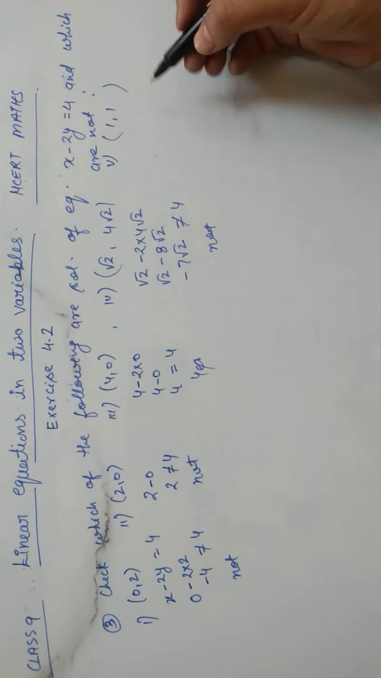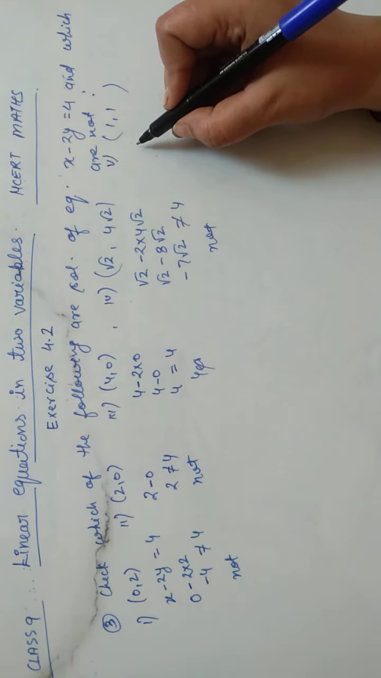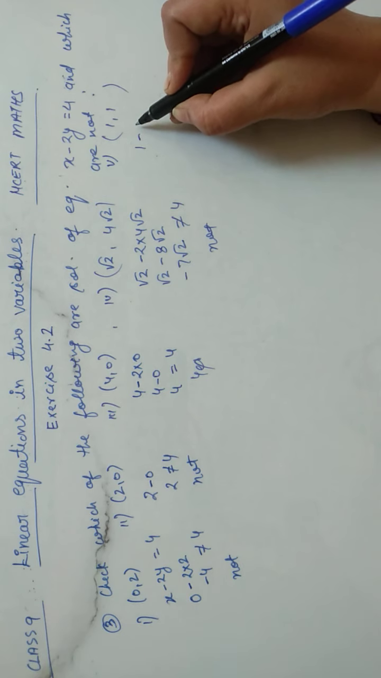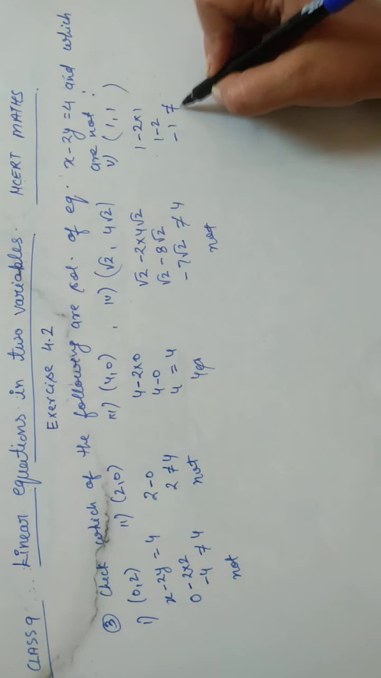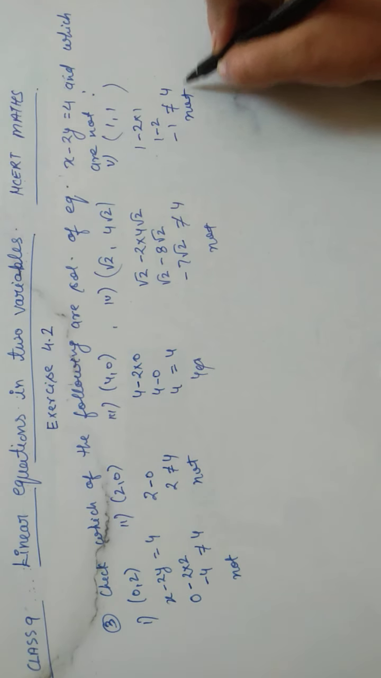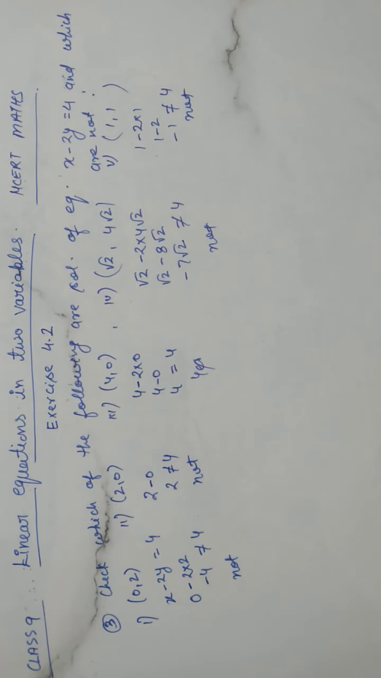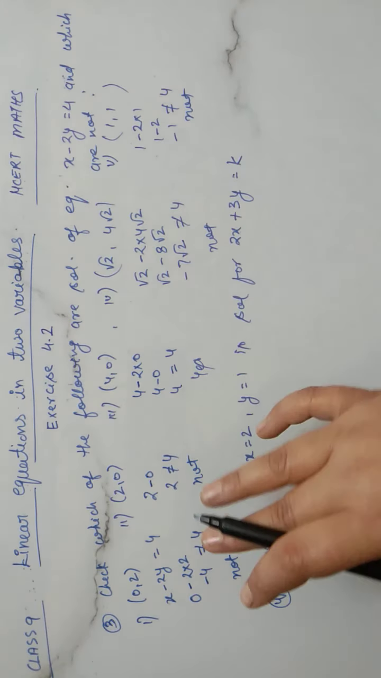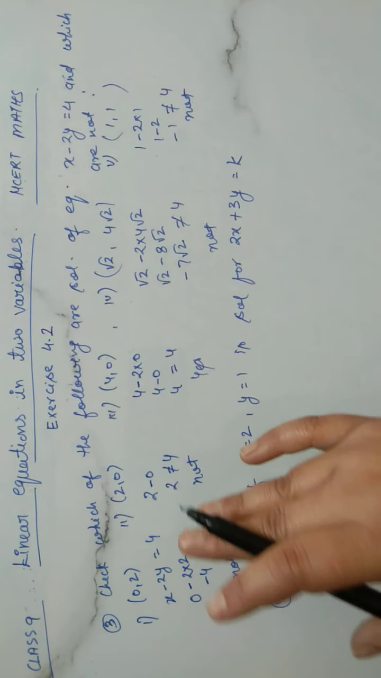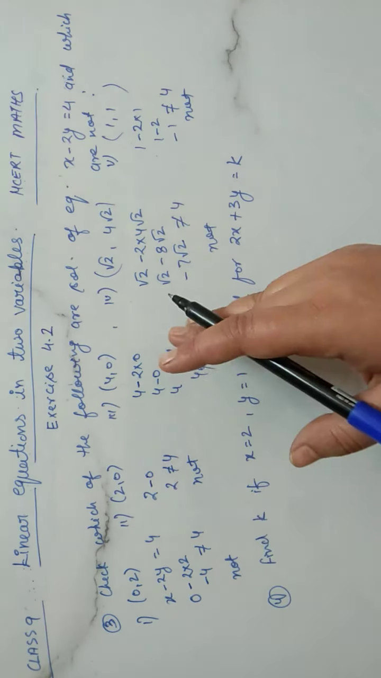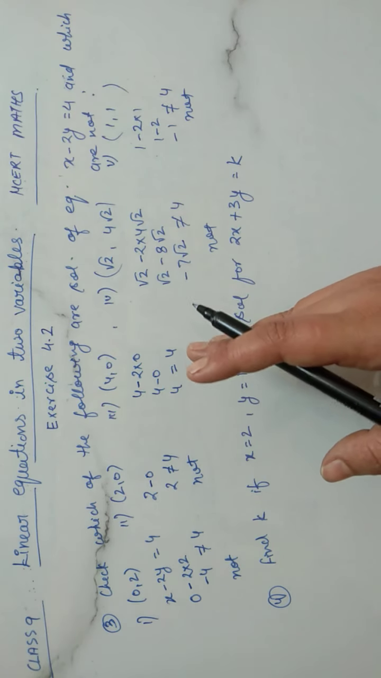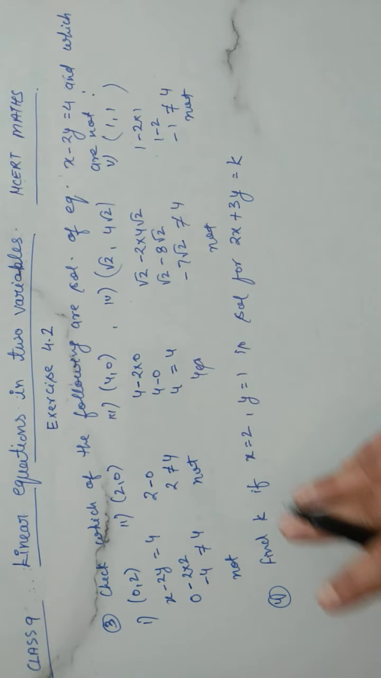Okay, in the same way you can solve all the questions. See, 1 minus 2 into 1, that is 1 minus 2, minus 1. It is not equal to 4, so it is not a solution. So this is the way you can find out whether it is a solution or not, by checking LHS and RHS. You can also write that LHS is not equal to RHS, that's why it is not a solution, or LHS is equal to RHS, that is the reason it is a solution.